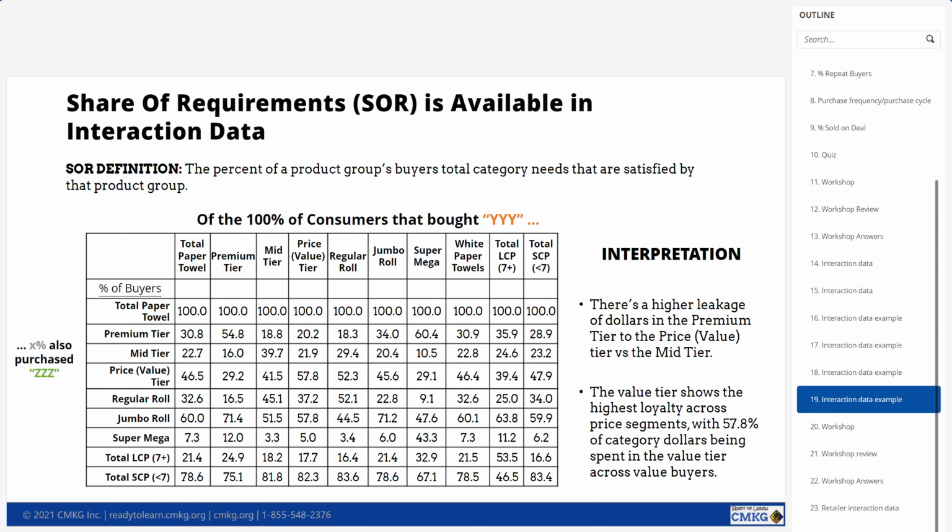In net, cross-brand interaction data and share of requirements gives powerful insights into what else brand consumers are purchasing and where this translates into dollars and loyalty. This type of data purchase can be done ad hoc or on a regular basis with regular quarterly updates.